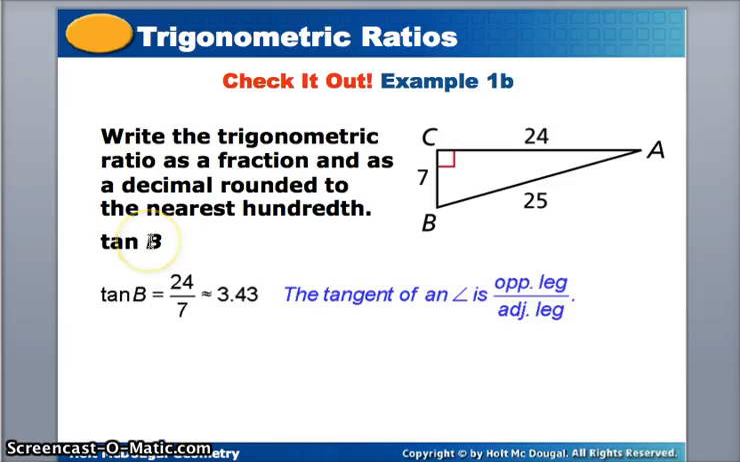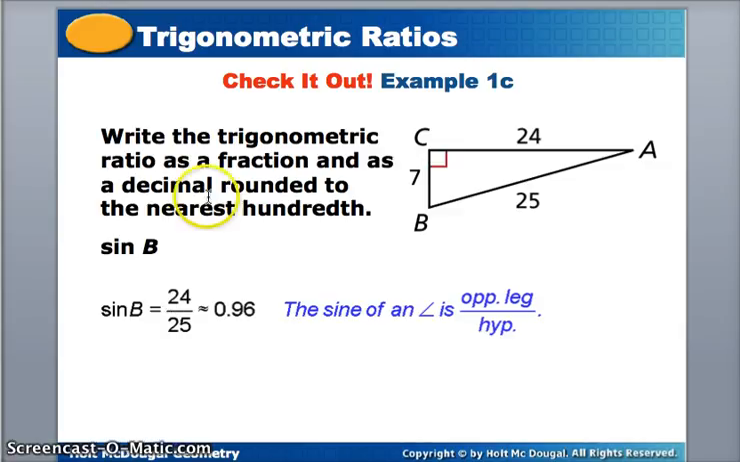Alright, now we need to do the tangent of B. Here's B, so remember, tangent is opposite over adjacent. 24 over 7. As a decimal, that's 3.43. Example 1C, sine of B, so remember sine, opposite over hypotenuse, 24 over 25, which we did earlier, is 0.96.